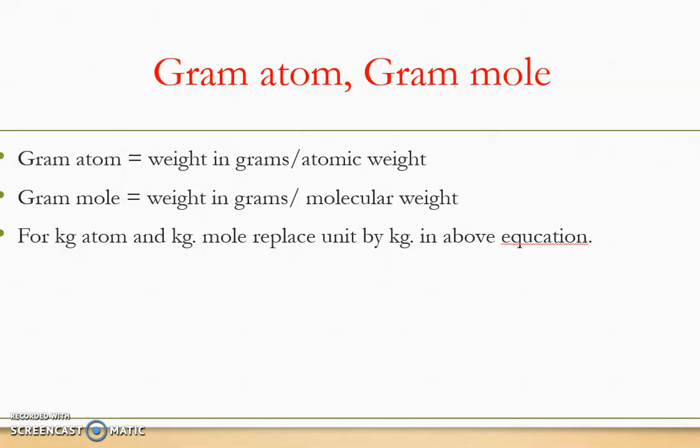The next important concept is gram atom and gram mole. Gram atom is basically weight in gram upon atomic weight. Gram mole is equal to weight in gram upon molecular weight. For kg atom and kg mole, we just have to replace gram with kg, and the molecular weight obviously in terms of kg. So this important formula you have to remember: gram atom, gram mole.